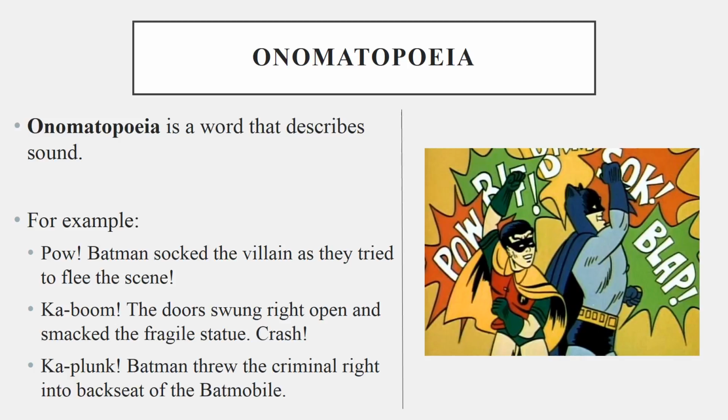Onomatopoeia is when you use a word that describes a sound. For example, pow. Batman socked the villain as they tried to flee the scene. Kaboom. The door swung right open and smacked the fragile statue. Crash. So look at these words, kaboom and crash. They're describing a sound. Kaplunk. Batman threw the criminal right into the backseat of the Batmobile.